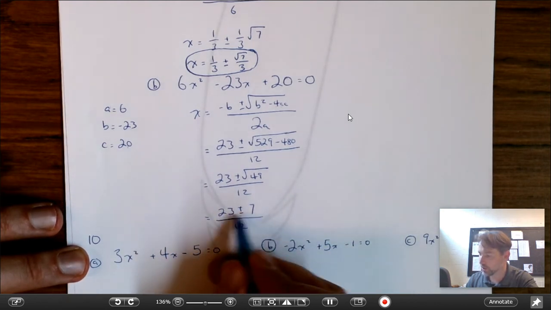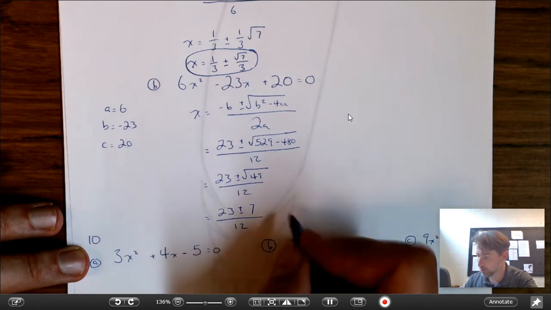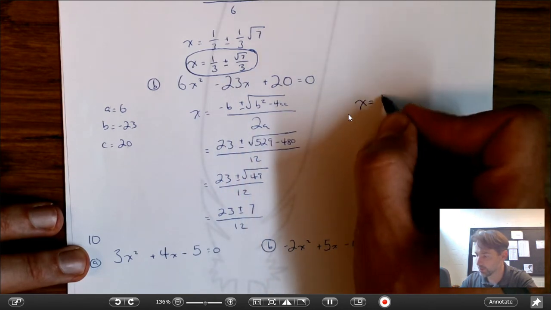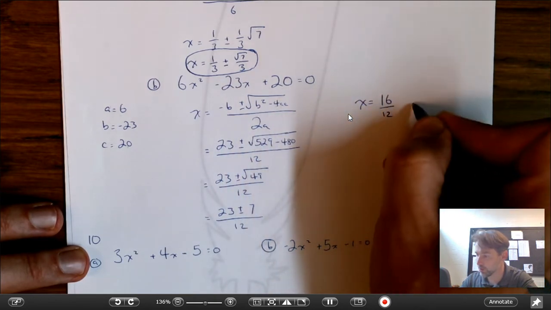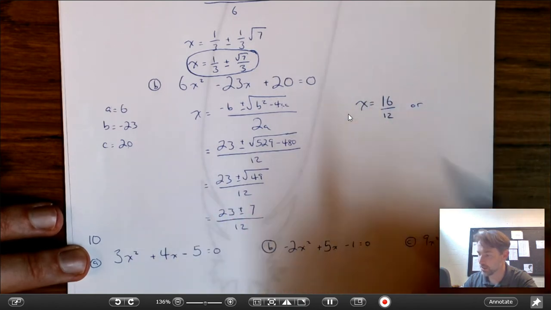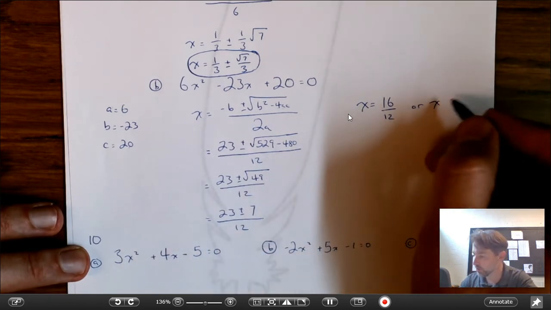Let's see what those are. One of them is 16 over 12. So there, x is equal to 16 over 12, or that's with negative, right? 23 minus 7 is 16, 16 over 12, or x is equal to 23 plus 7 is 30 over 12.